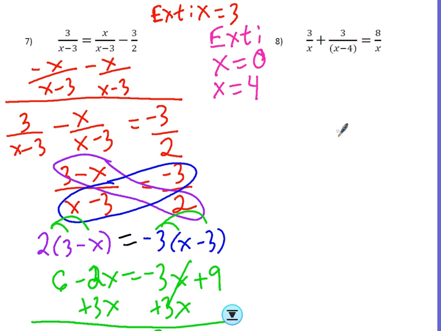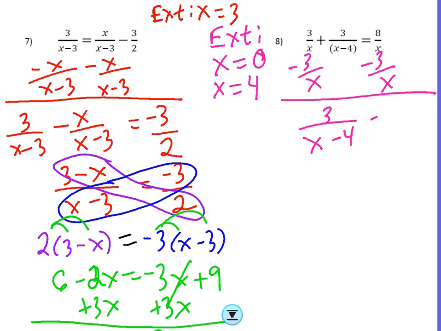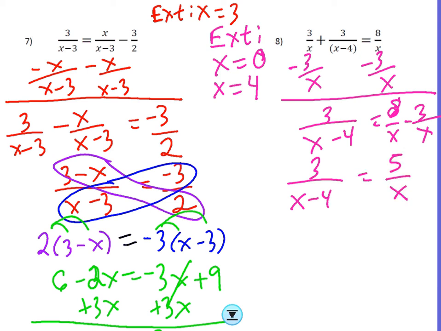We need to turn this into a situation where we could cross multiply. So we are going to get the denominators of x's by themselves on one side. So I'm going to subtract 3 over x from each side. So 3 over x minus 4 equals 8 over x minus 3 over x. So 3 over x minus 4 equals 8 minus 3, which is 5 over x. And then we can cross multiply.